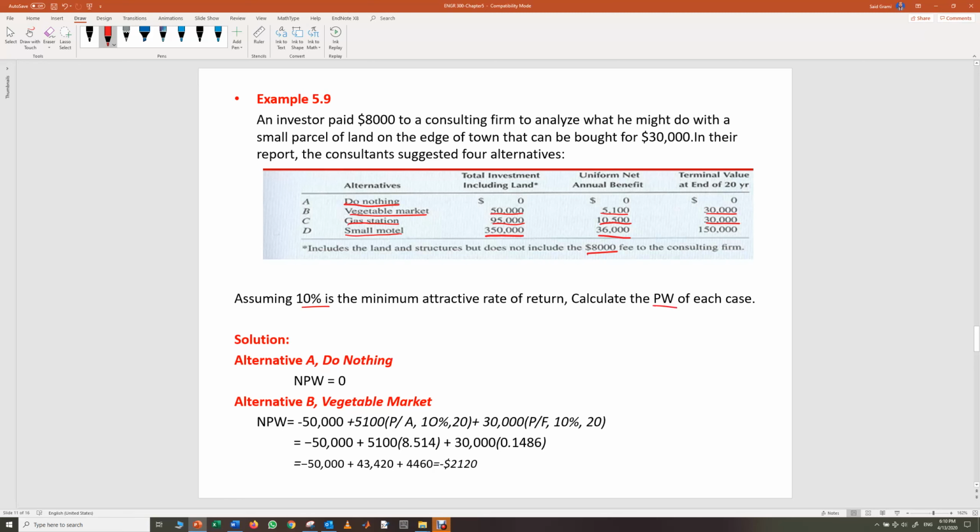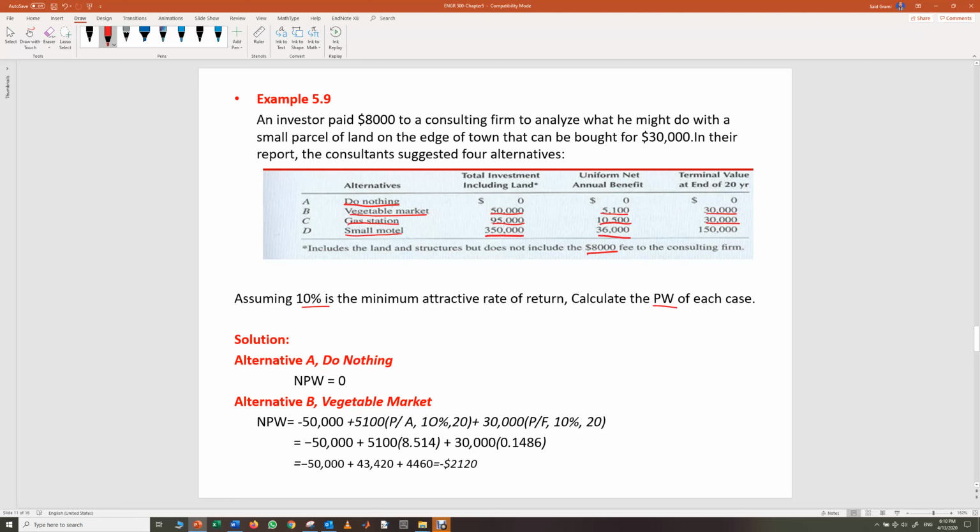Solution. First of all, we don't take into account the $8,000 because it's considered a sunk cost. That means it's already paid before, so we cannot make decisions based on the past. So the $8,000 for the consultant is not considered.